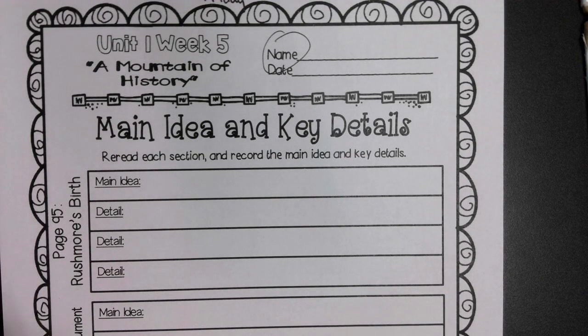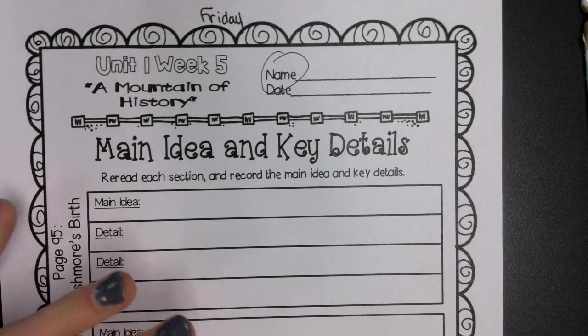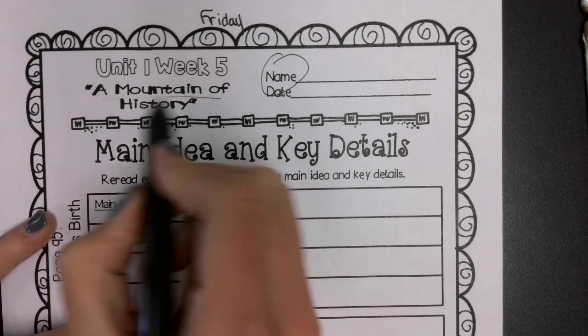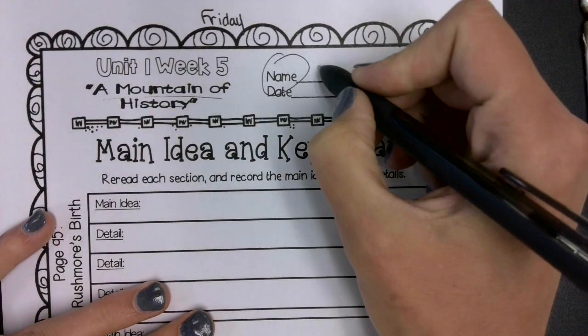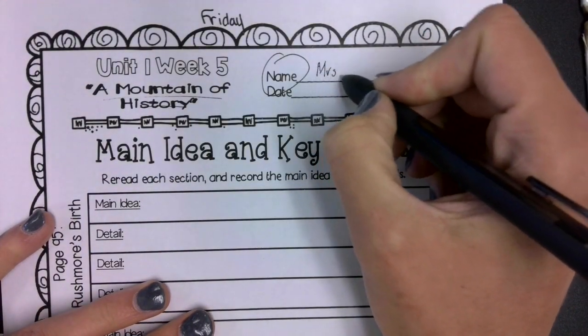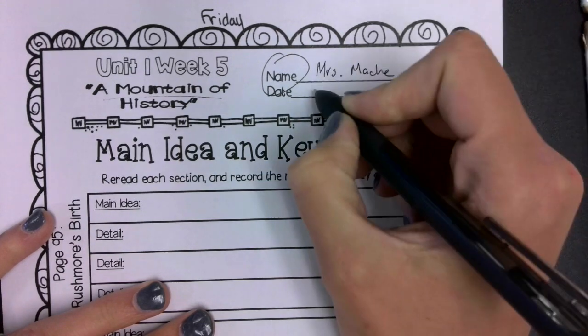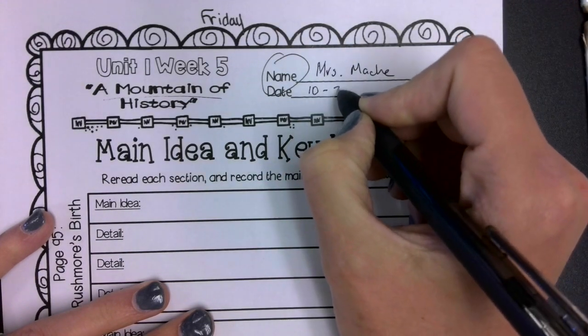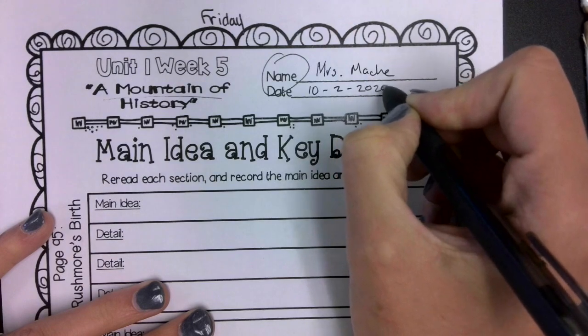Happy Friday! For our reading test this week, we're reviewing our big story for Wednesday. That was A Mountain of History. So make sure you get your name on the top. And then today's date is October 2nd, 2020.